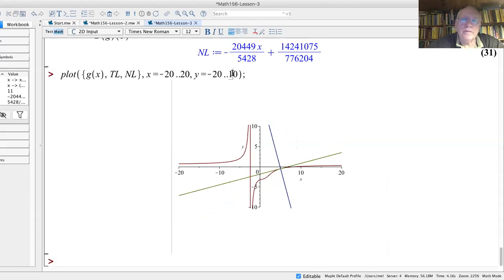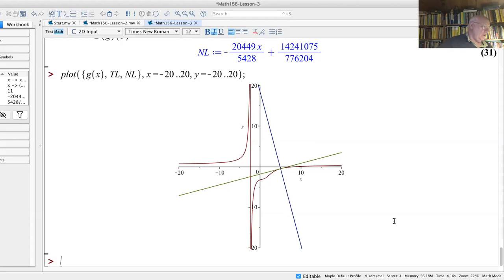Widen this a little bit. So the red is the graph of the function. The green is the tangent line. The blue is the normal line. So this is something you should have done in Math 155. Given a function, you learned how to graph the tangent line to the curve at a point and the normal line.